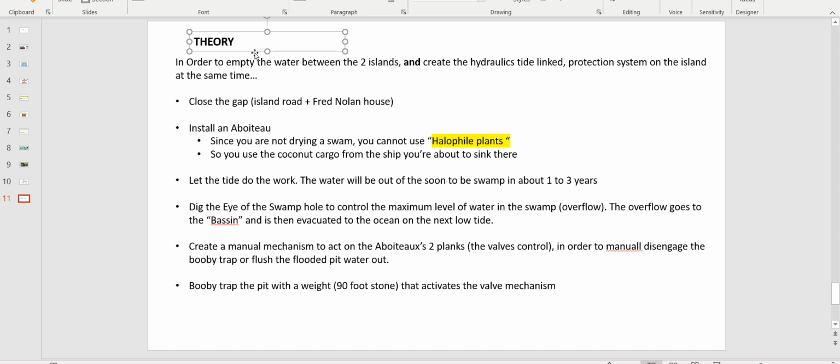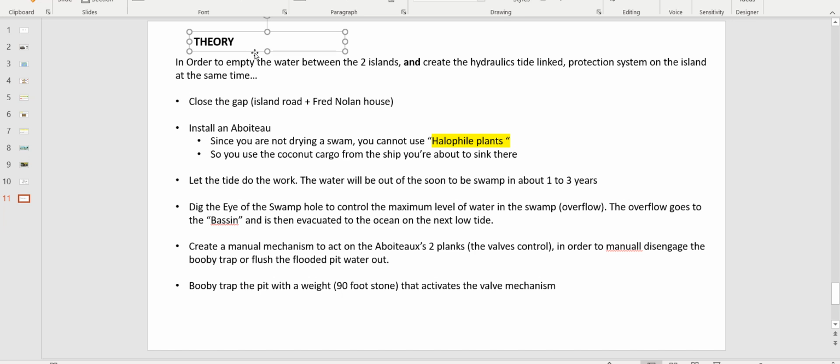First, they want to reunite the 2 islands into one. And the technique they would use is to close the island side, number 1, by Fred Nolan's, and we see it's very narrow there, by bringing soil and debris and whatever. And the other side to close is where the road of the island goes right next to the base of the swamp. So you would only need to secure those, and I don't think it's very deep.